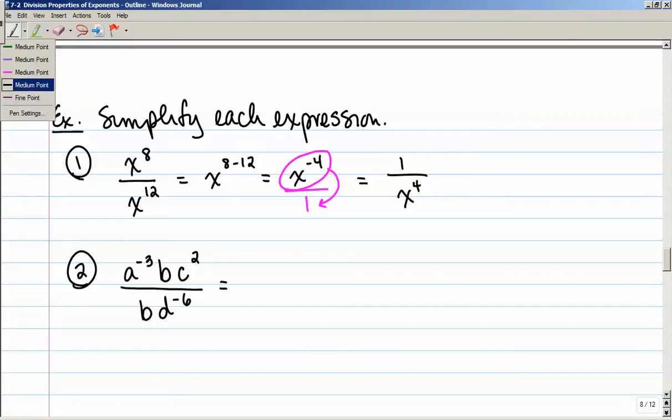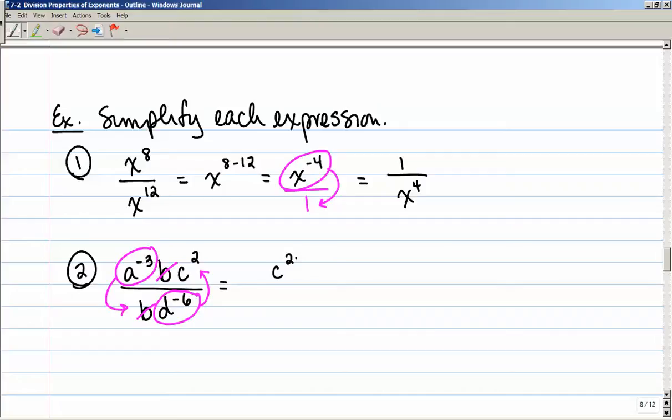Here's how I like to do this. There's only one a in the problem. I'm going to take this one and move it down here. That's going to give me an a to the positive 3 on the bottom. I have a negative exponent here with d to the negative 6th. I'm going to move it up there, and I can have a d to the positive 6 on the top. Look what's happening with my b's. They will cancel each other out. So what am I left with? On top, I have a c squared. That guy stayed put. He didn't move.